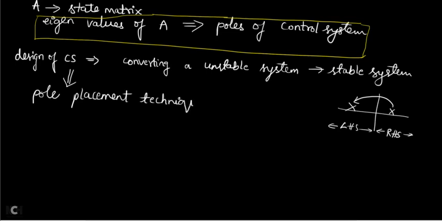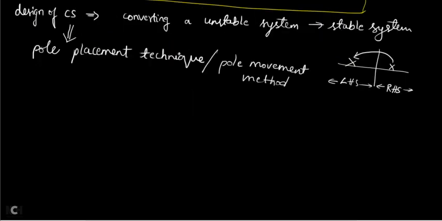Using the pole placement technique, or you can also call it the pole movement method or technique. So now we understood how to design a control system by using the pole placement technique. Now how to move this pole? You cannot simply take the pole with your hand and then move it to the LHS. That is not possible. So you have to design your control system technically so that all the RHS poles will move to the LHS.